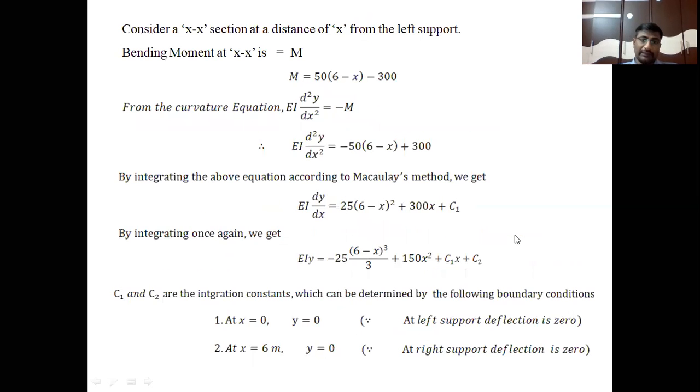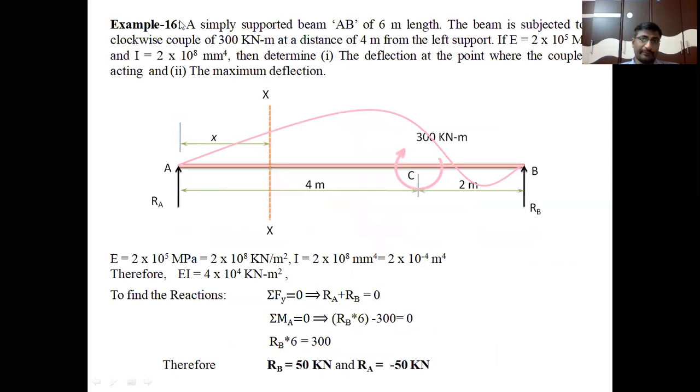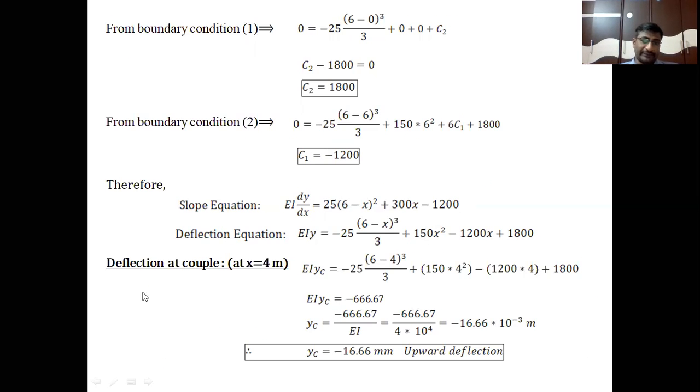Then what is the question asked in the problem? Determine the deflection at the point where the couple is acting. At C we have to find the deflection and maximum deflection. So to find the deflection at C, what x value do we substitute? x becomes 4 meters at point C. Simply substitute x equal to 4, then we will get the deflection at the couple. So in this deflection equation, substituting x as 4 meters, we will get the deflection at point C.